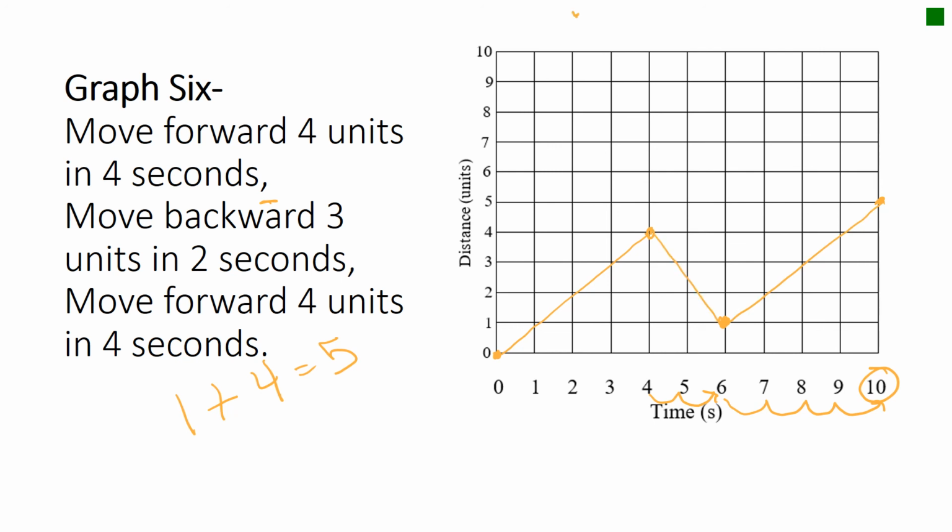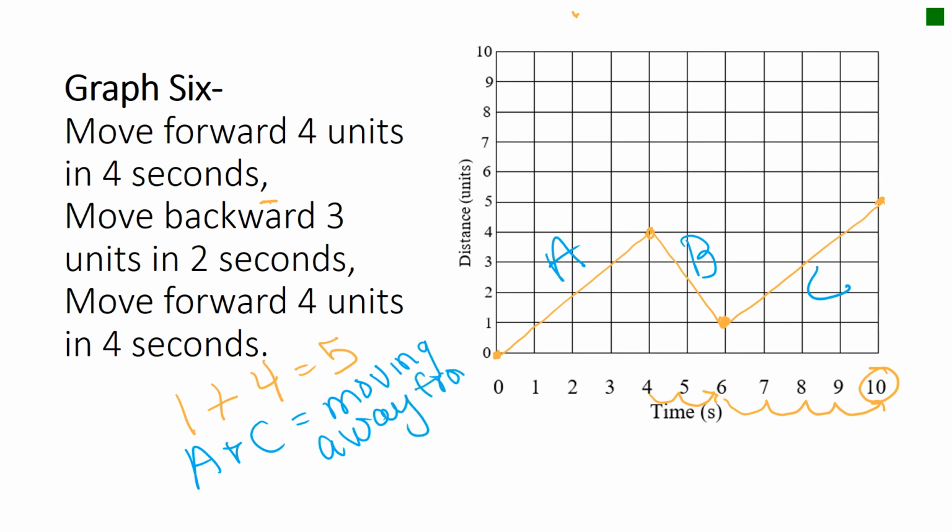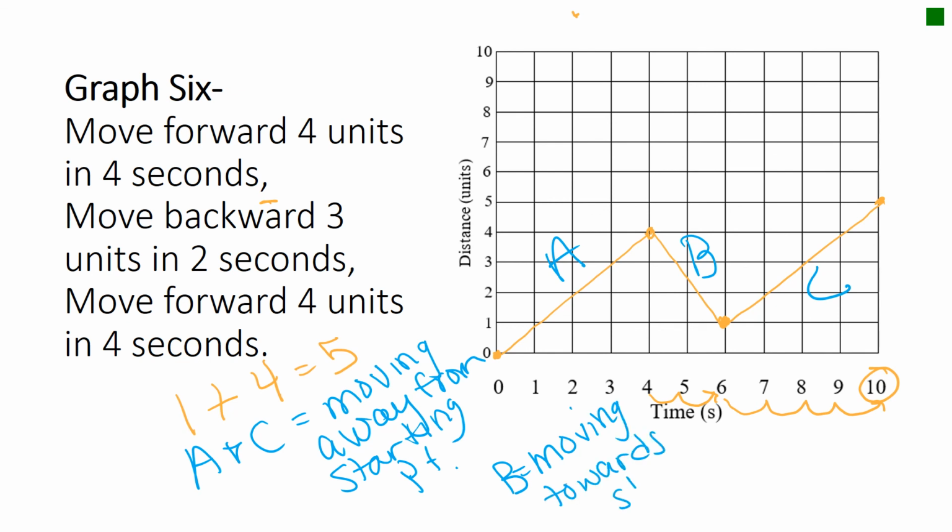And for these parts, what I want you to really note, we got A, B, and C. A and C are moving away from the origin or the starting point. And then B is moving towards the starting point. How do I know? Because it has a negative slope. How did I know A and C were moving away from it? Because it had a positive slope.